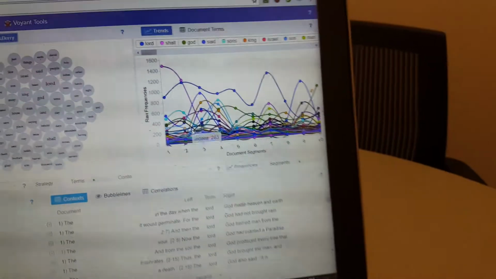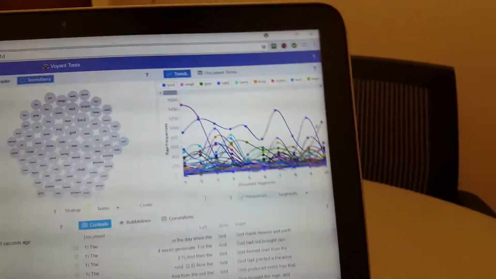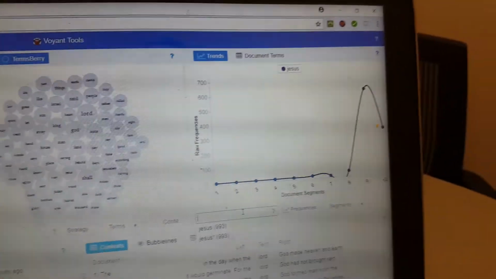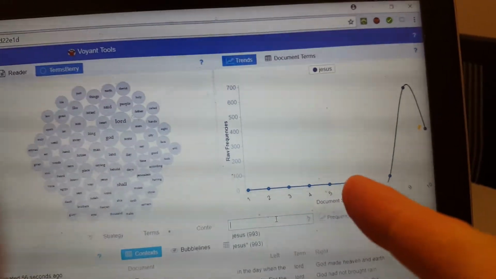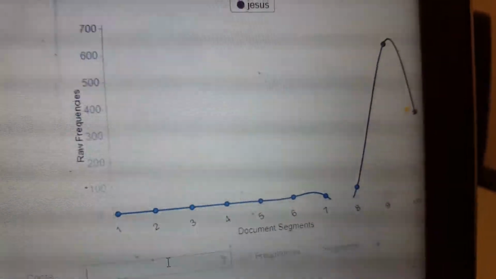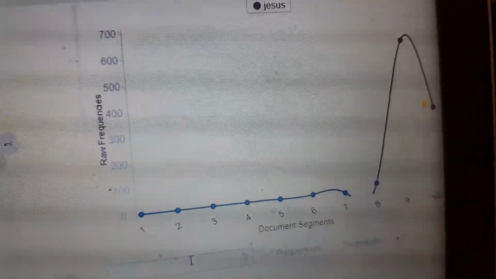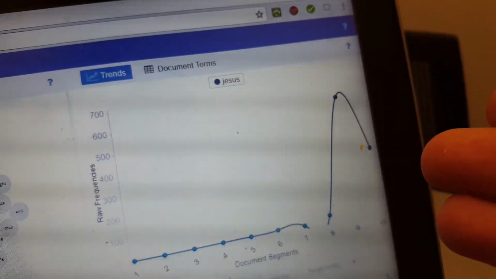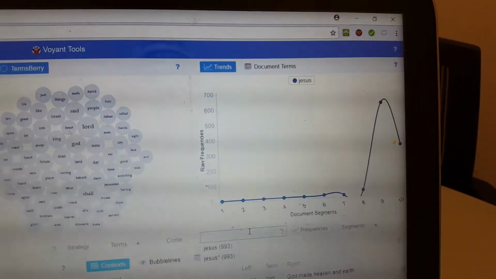I thought it'd be really interesting to run Jesus through here because I know he doesn't appear until the New Testament. So I typed Jesus down there and hit enter, and you can see he's non-existent, and then something weird happens, which I thought was really interesting. He went up, I guess he started to get mentioned, and I don't know the Bible very well, but then he went down to 0 for a little bit, and then super popular, and then I guess in the books at the end he becomes less important. So I thought that was really interesting.